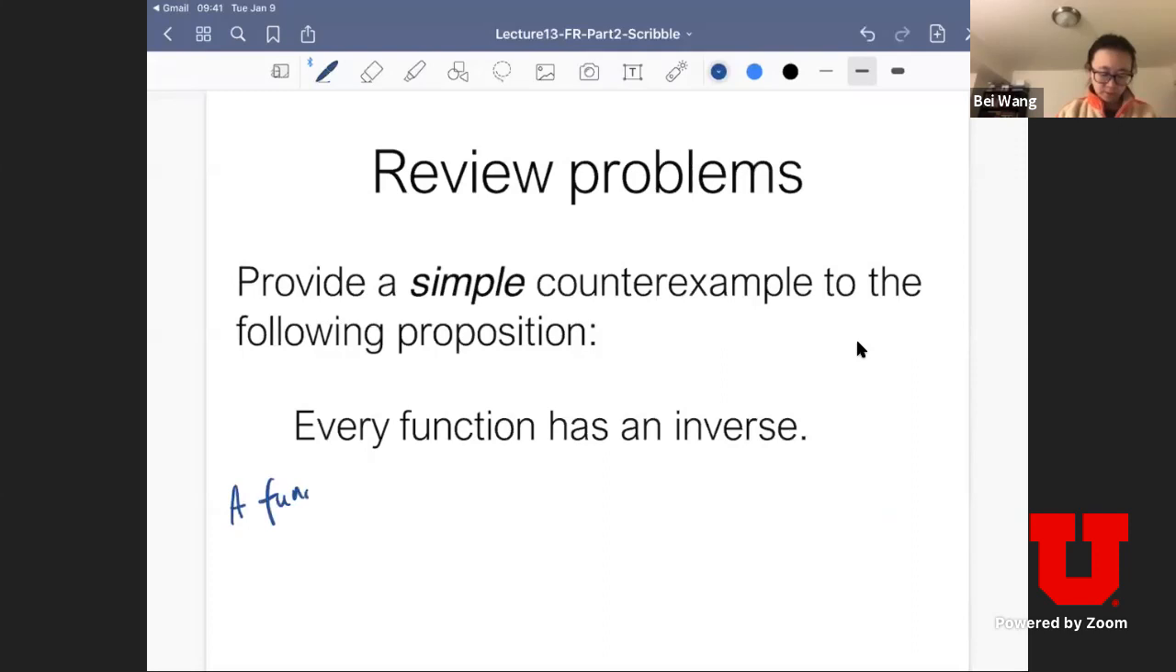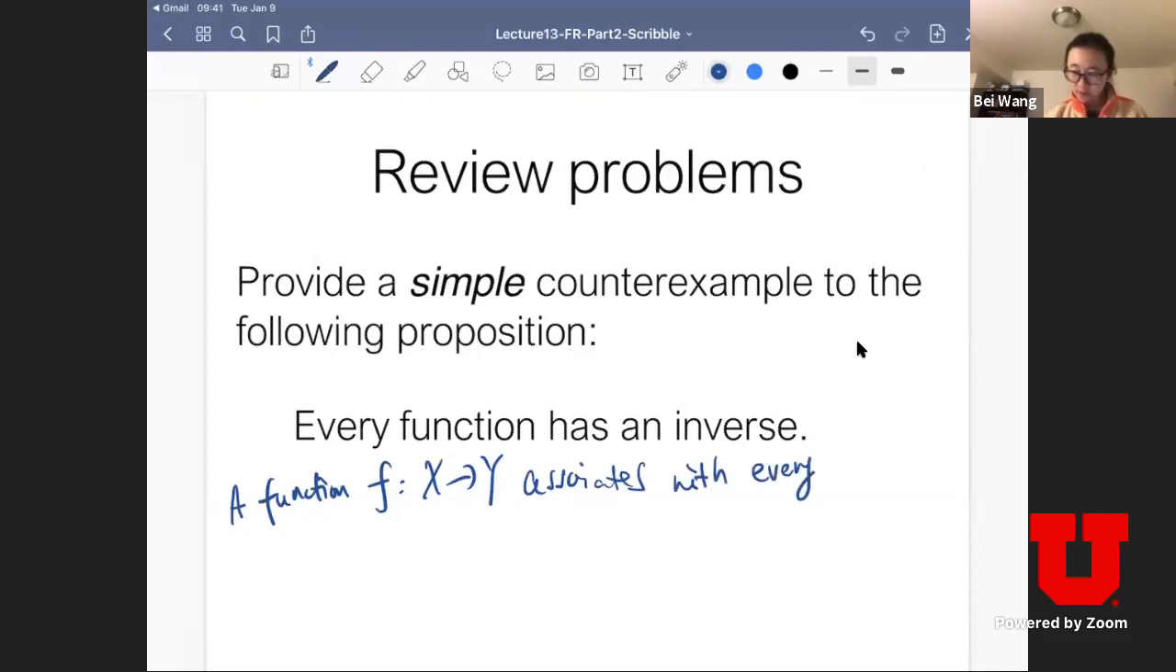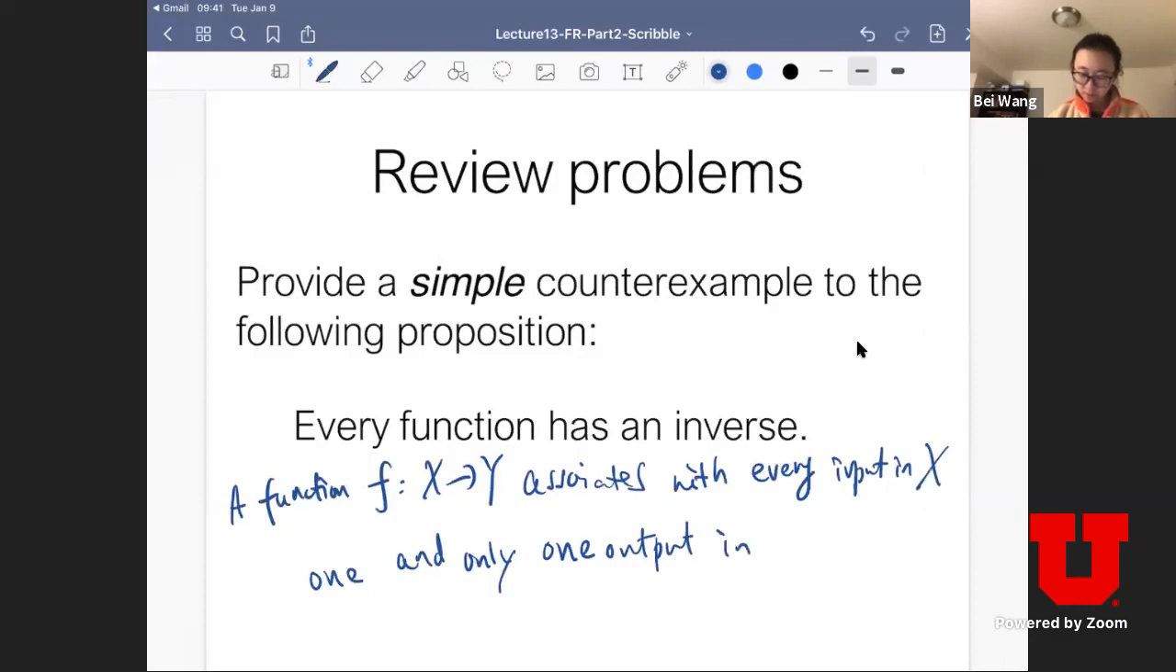Recall a function f from x to y, where x is a domain and y is a codomain, associates with every input in x, one and only one output in y. So this statement has a few important points. Associate every input in x to one and only one output in y. So what does that mean?